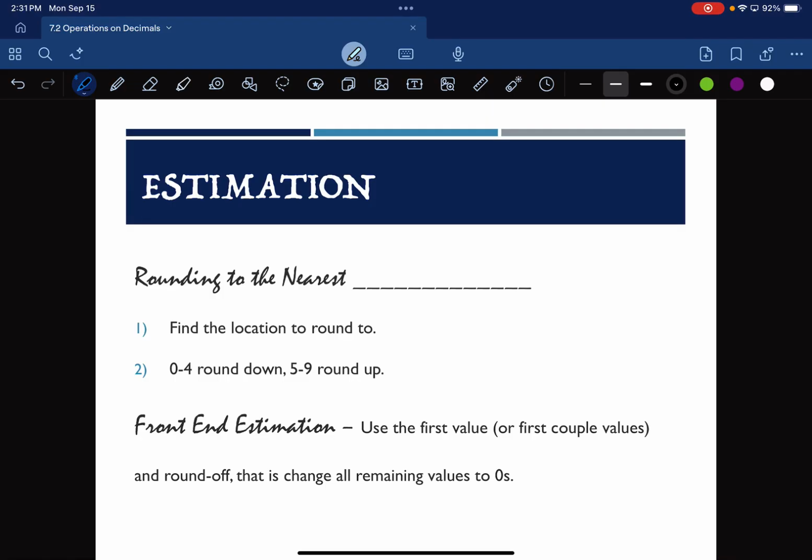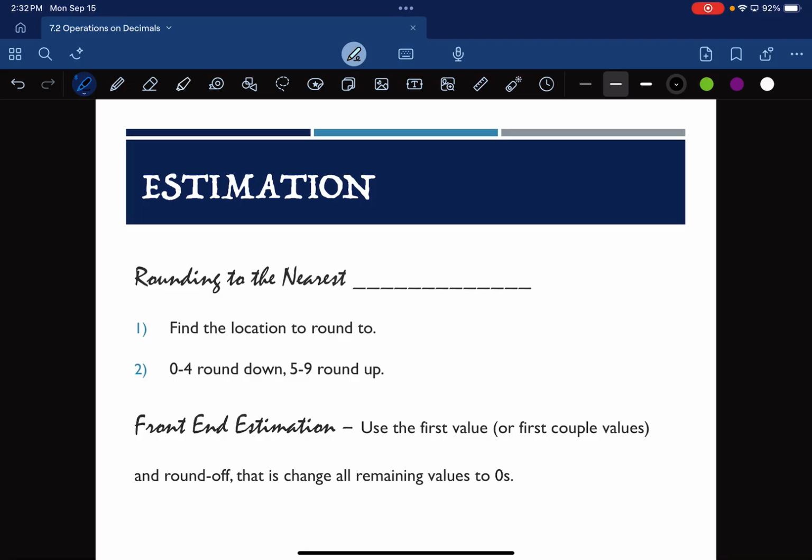Now that's different than the second one here. The second one here is called front-end estimation. It's still an estimation technique. There's still some rounding involved, but it doesn't work the same way. With front-end estimation, you use the first value or the first couple of values. It's a little fuzzy on the problems, and you usually get to make a decision.